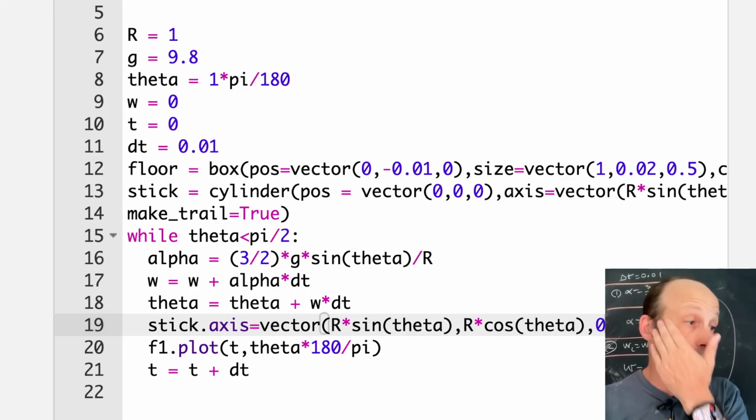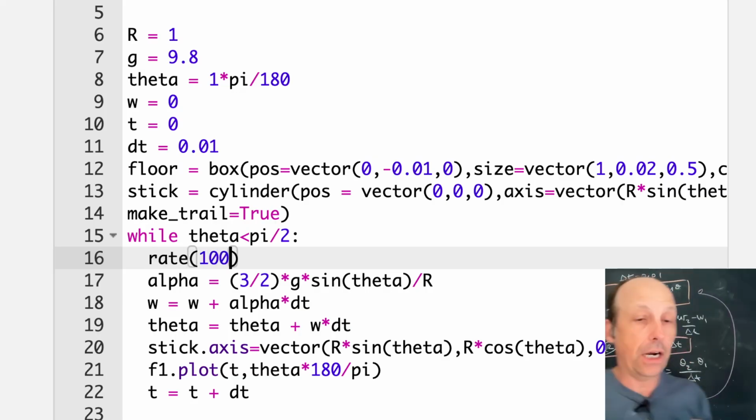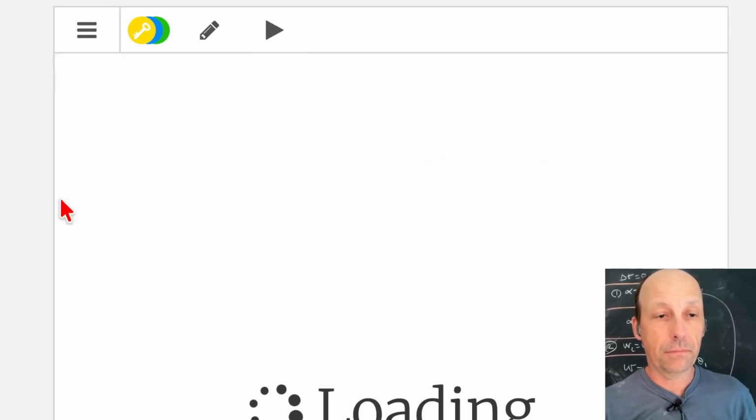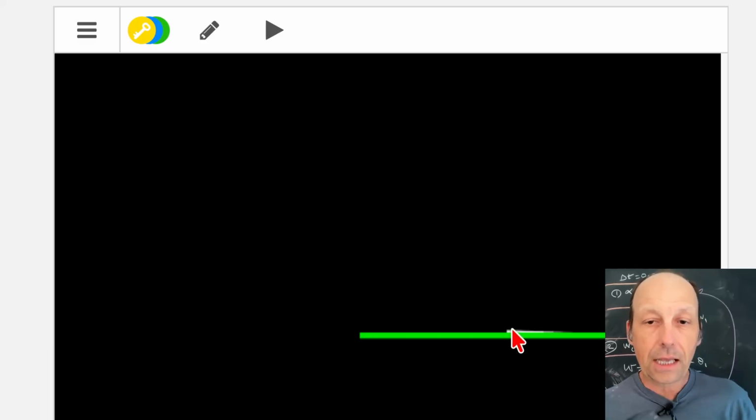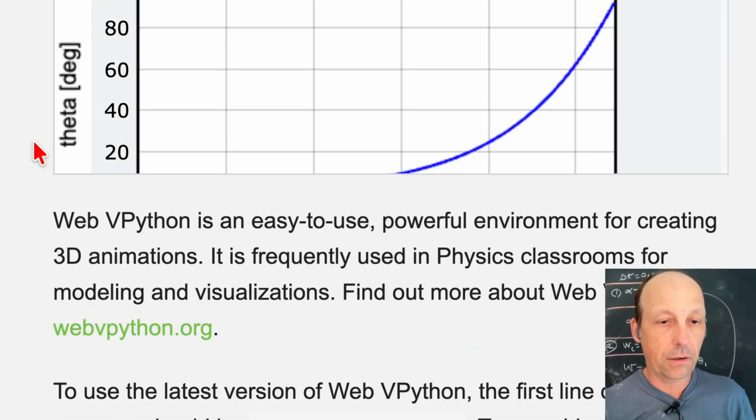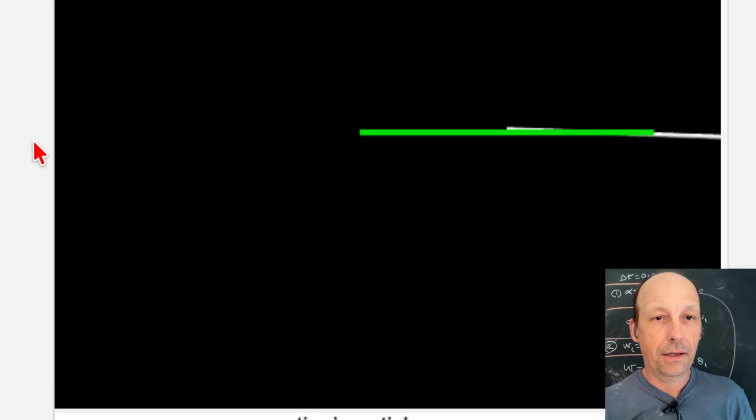The other thing I need to do is add a rate statement in here so that it doesn't go too fast. So rate 100 says don't do more than 100 calculations per second. Let's just see what this looks like. Okay, so I think the trail is right there. Oh, look at that. It's got a whole bunch of stuff.